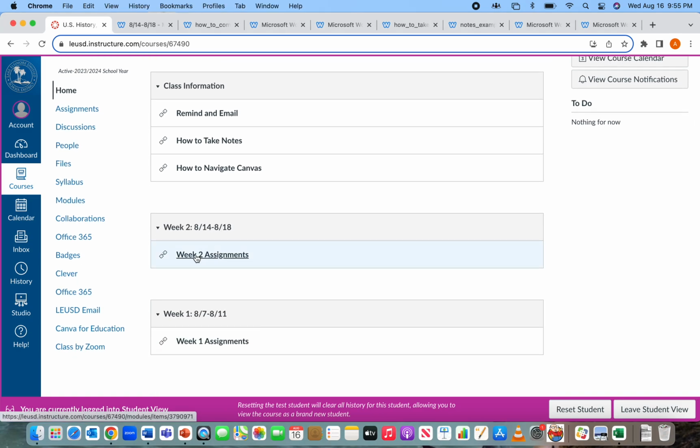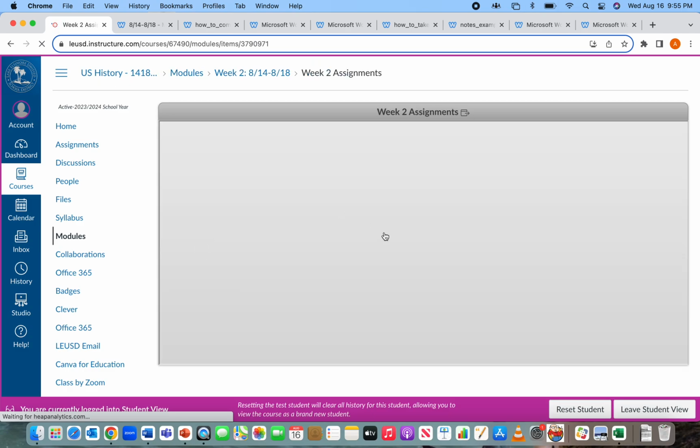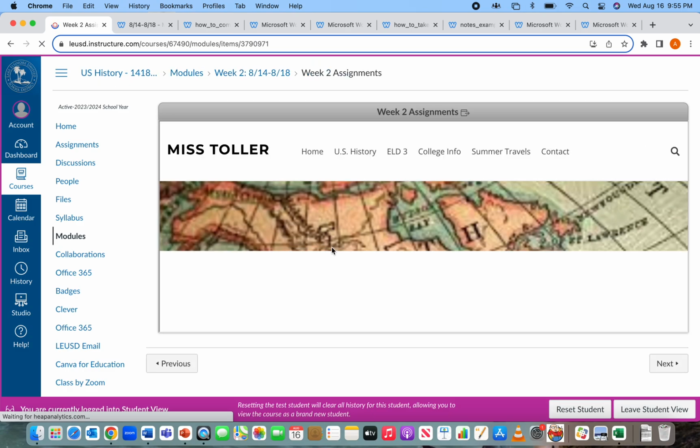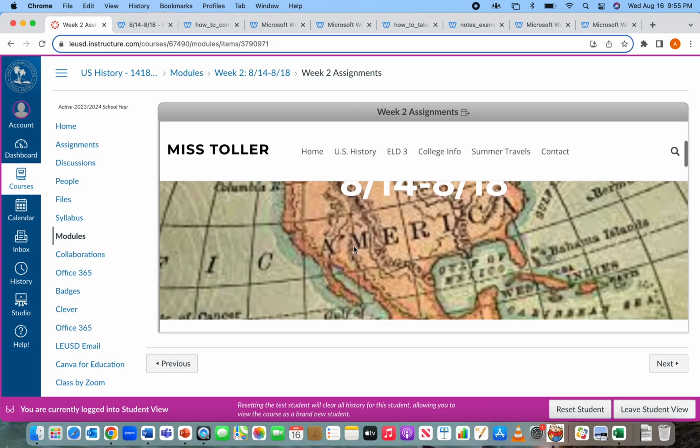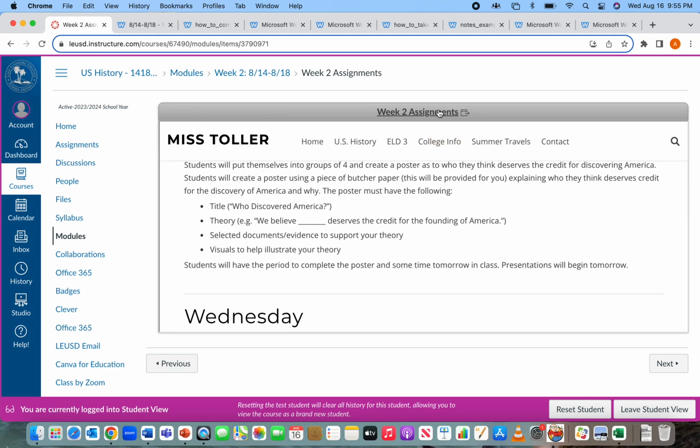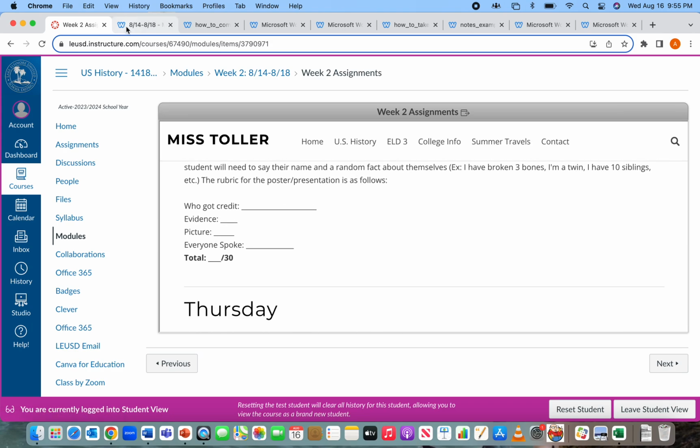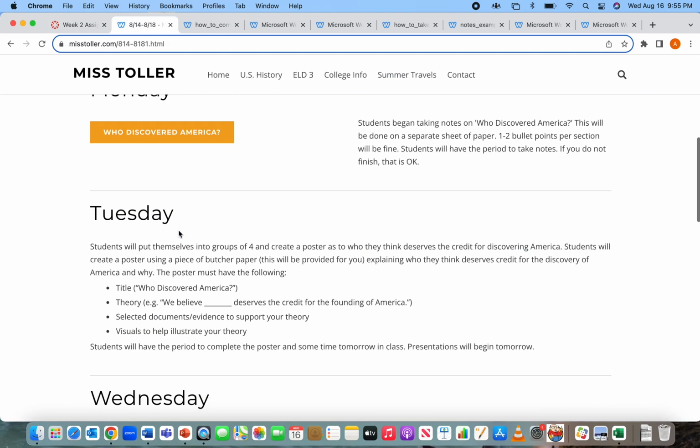Here's week 2. When you click on week 2 assignments, it's going to take you to what we're doing for the week. Like I said, you always have two options. You can stay in here and scroll down, or you can always click up here in this little gray tab, and it's just going to make this page bigger. So I'm going to do that just because it's going to be a little bit easier.